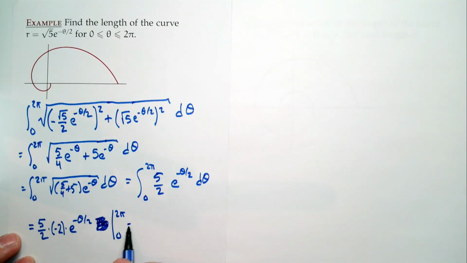So what do we have? Well, this is a minus 5, and then we plug in 2 pi. 2 pi over 2 is pi, so that's e to the minus pi. Then e to the 0 is 1, so we have e to the minus pi minus 1. And that's our answer. Now, should we be nervous about this answer?